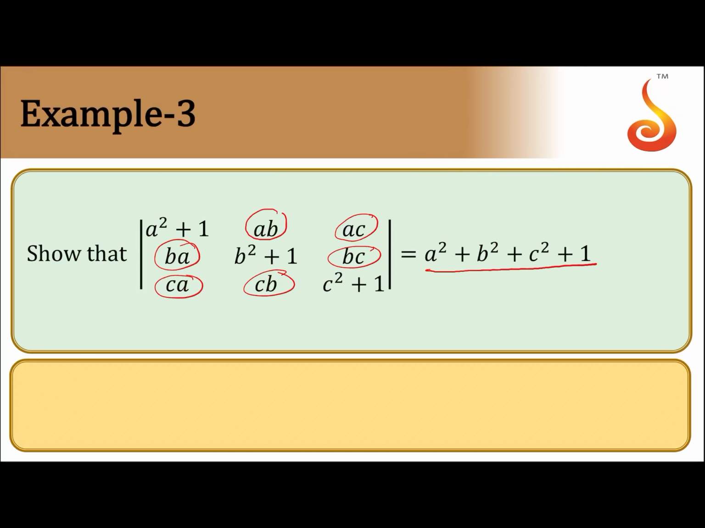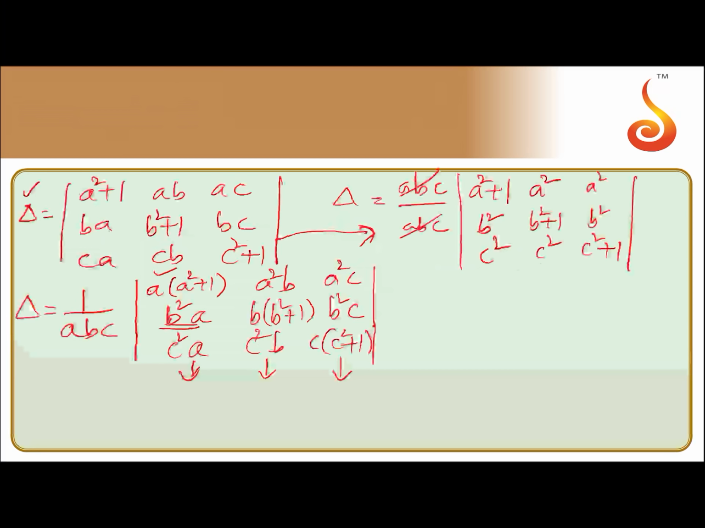Now let us proceed for the proof of this. I need to get 1 plus A square plus B square plus C square. If you observe column wise here, you have 1 plus A square, B square, C square. Addition will be giving us 1 plus A square plus B square plus C square, the required result. So I would add the numbers column wise in every row. I would change the first row by the property R1 plus R2 plus R3, adding the second row and third row to the first row.